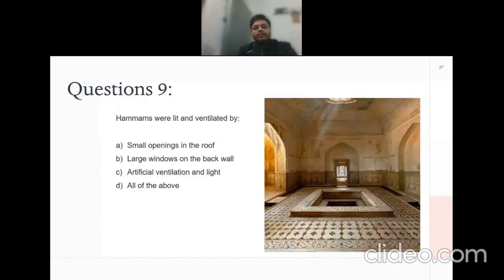So what is the answer to this question? Hammams were lit and ventilated by. For the ventilation and the lighting, what was given in the hammams? Small openings in the roof, or large windows on the back wall, or artificial ventilation and light, or all of the above. You can see a picture of the hammam over here.